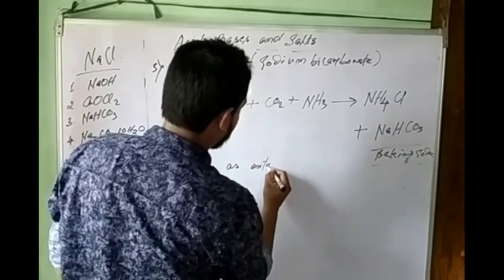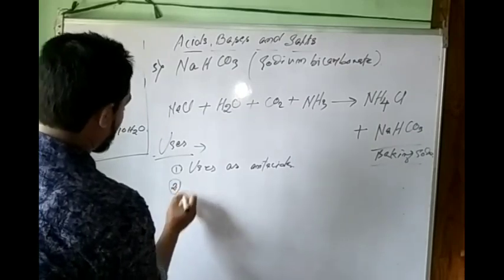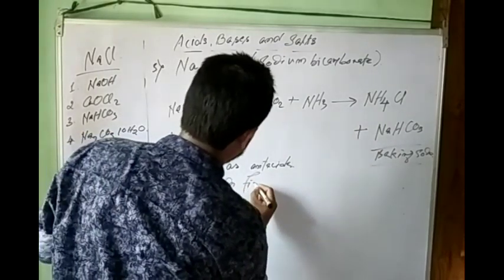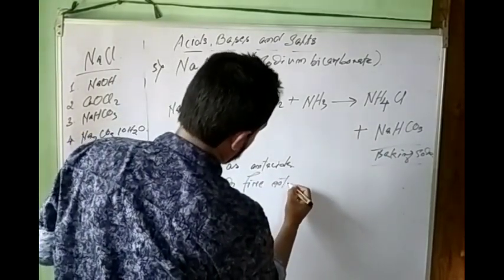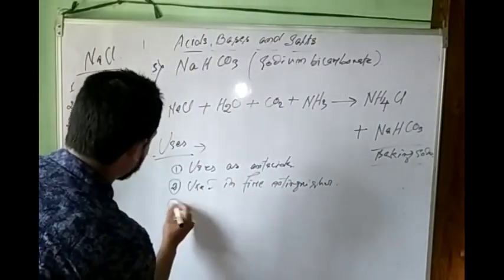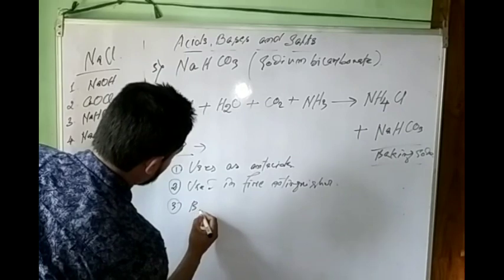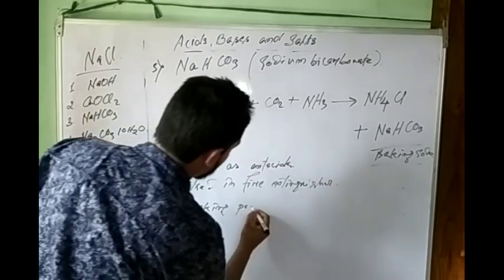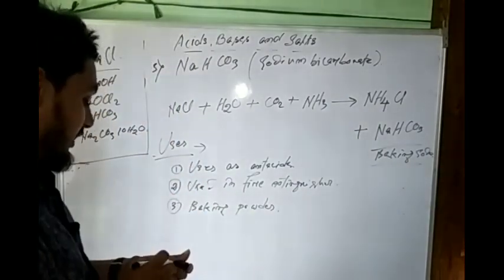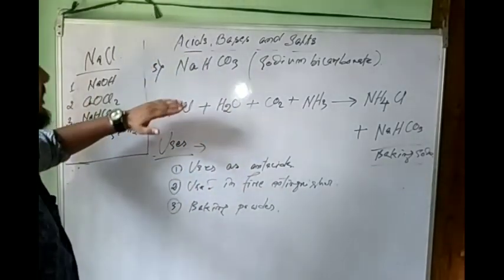Used as an antacid. Used in fire extinguishers. Used in the preparation of baking powder. So these are some of the important uses of sodium bicarbonate or baking soda.